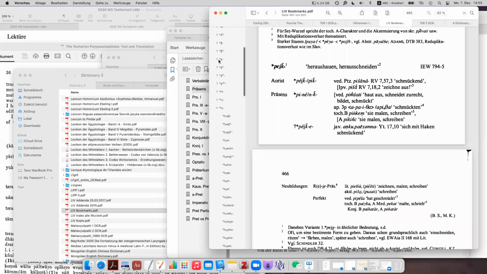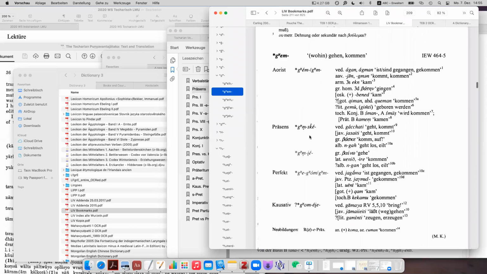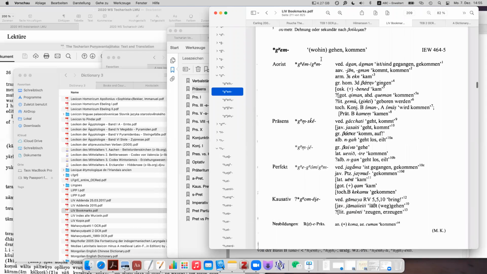I can show you. So Sanskrit gachati goes back to Gwen, and the present is called gumske, and gumske becomes Sanskrit gachati. Yeah, and you have the Avestan called jasati. Yeah, and in Greek it's baske, and so on. And then it has another present formation. It's the year present. Like in Latin, it's called venio, and in Greek, it's called bino.